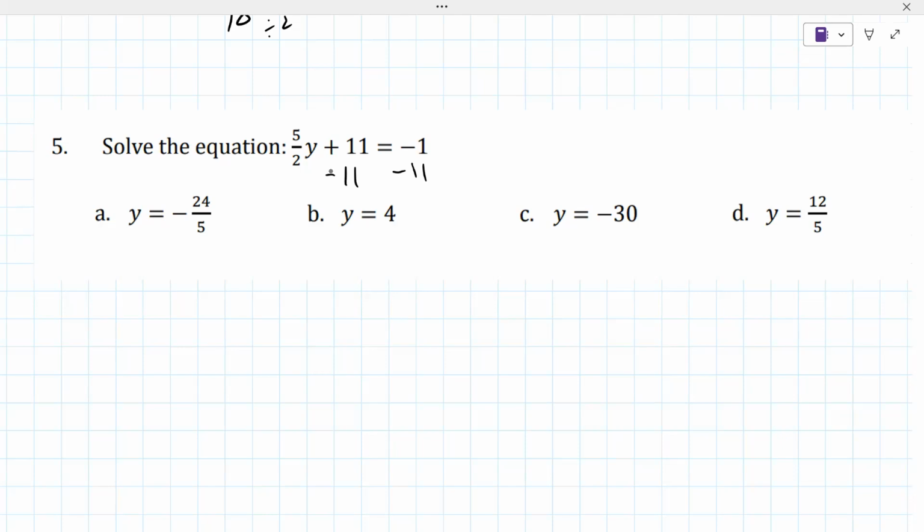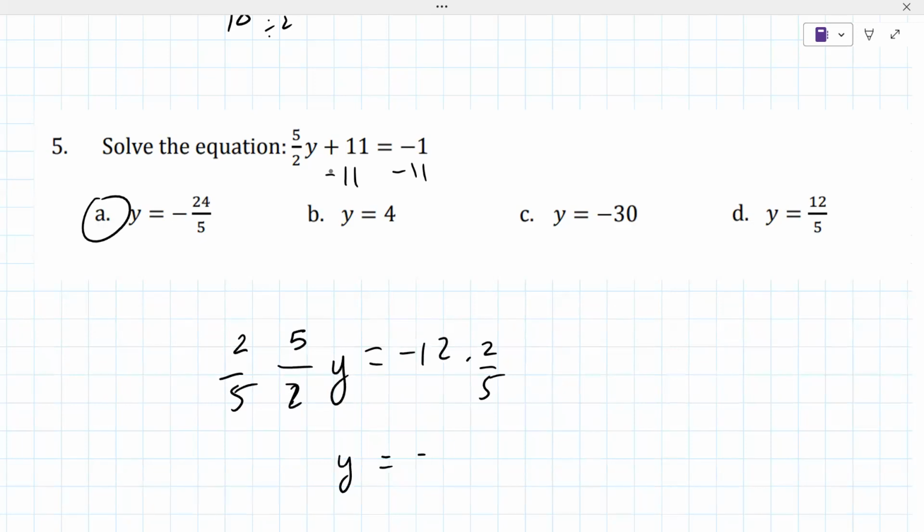I have minus 24 over 5. So you're going with answer A? Oh, oops. Yeah. Just making sure. So you multiply everything by 2/5. And yeah, it's minus 24 over 5. All right, good job on that.